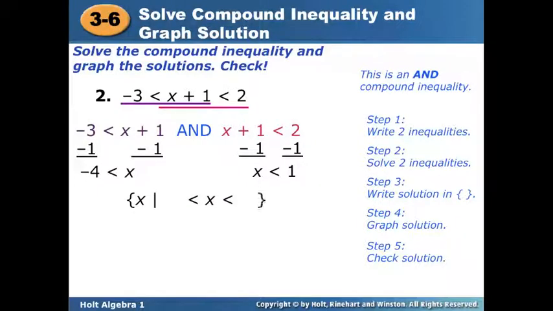Follow your format for an and set notation. Notice our numbers will be least to greatest, so our smaller number is -4. When we put that in our set notation, the arrow is pointing the direction it needs to. It needs to point towards the -4, and when it goes in our set notation, it will still be pointing to the -4. And then the 1 is our greater number, so it will be here on the right of our set notation.